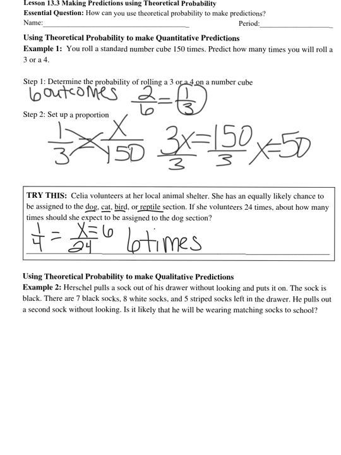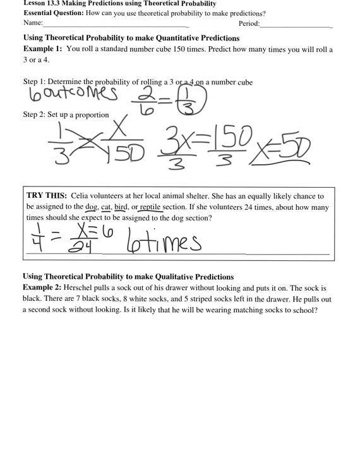Now the second example is making a qualitative prediction. So a quantitative prediction, as in example 1, is a numerical prediction, such as rolling the dice 150 times and it being a 3 or a 4 50 times. A qualitative prediction is just saying if something is likely or not likely or impossible to occur.